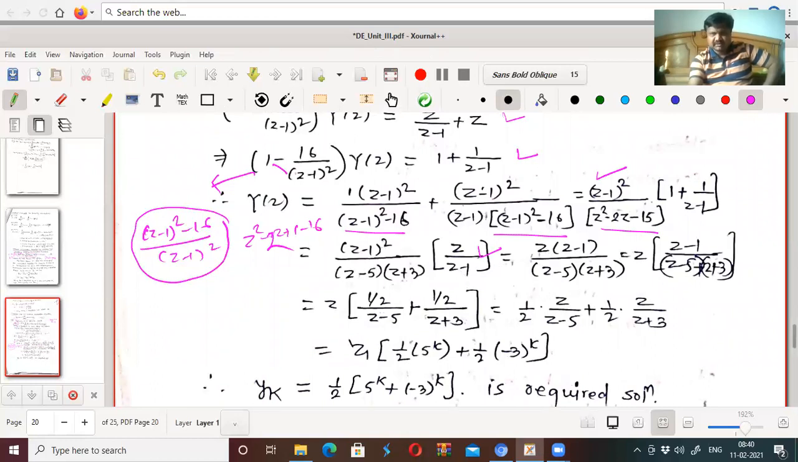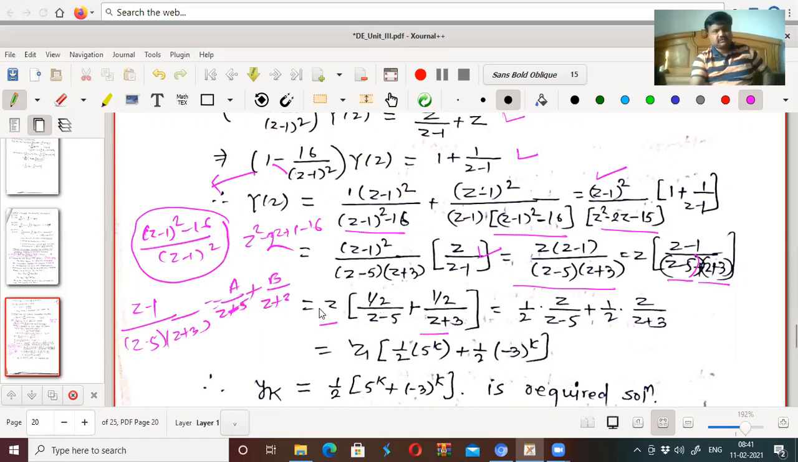This becomes z, now this z minus 1 cancels with one z minus 1, we get z into (z minus 1) upon (z minus 5) into (z plus 3), which is equal to z into, you can write it as (z minus 1) upon (z minus 5)(z plus 3). Now for this we have to make partial fractions, and that is z into (1 by 2) upon (z minus 5) plus (1 by 2) upon (z plus 3). How do we obtain this? By taking (z minus 1) upon (z minus 5)(z plus 3) equal to a upon (z minus 5) plus b upon (z plus 3). You consider these things, and then after solving it you will get a equal to 1 by 2, b equal to 1 by 2.